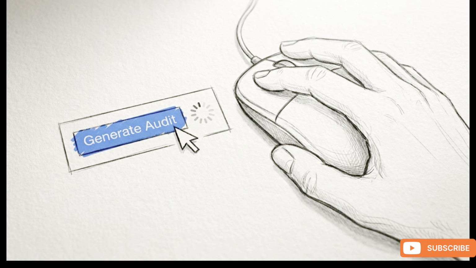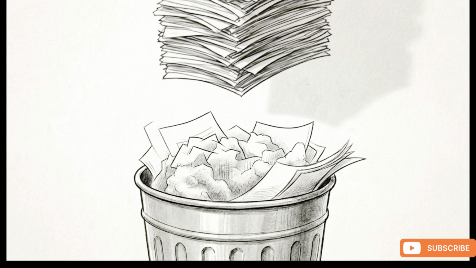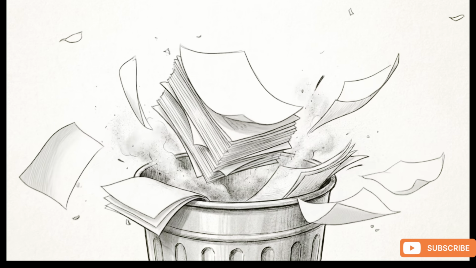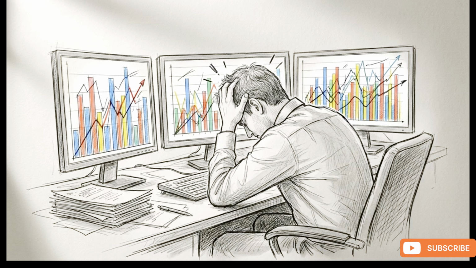We've all seen the massive automated SEO audits generated by a push of a button. They're 100 pages long, packed with technical jargon, and whether you're sending them in a cold pitch or trying to decipher them for your own website, they usually go straight to the trash. The problem is analysis paralysis.